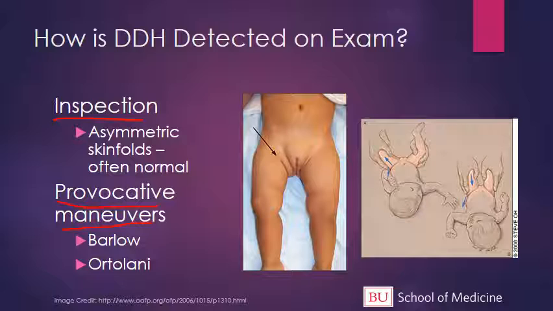However, this sign has very low specificity, and often asymmetric skin folds can present in a typical newborn without any hip pathology. The more diagnostic exam in the newborn are the Barlow and Ortolani maneuvers, which involve manipulating the newborn's hip joint to determine if dislocation is present or if the hip may be easily dislocated.